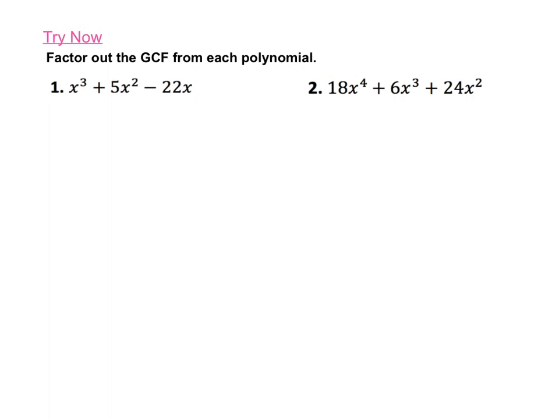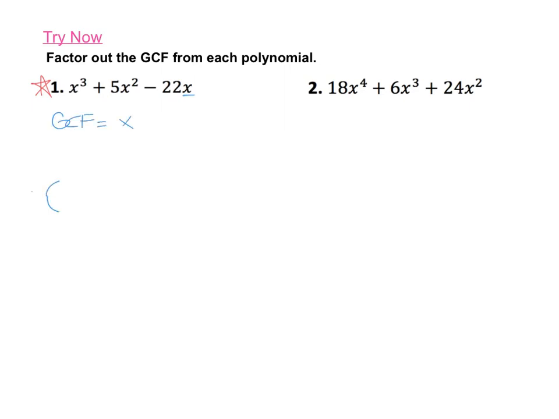Number one is a little different from the others. See how the first term doesn't have a number in front of it? It's just x to the third. Well, it's like a 1x to the third. But if there's no number in front of the variable, we can't factor out any numbers. So our greatest common factor here is just the variable. Remember, it's always the smallest exponent on the variable. So here, the greatest common factor is just an x.